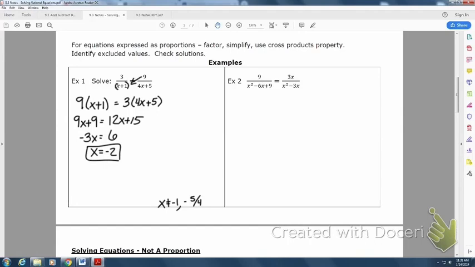Alright, look at number 2. So first thing again I want to do is to factor. So on the denominator of that first one, what factors of 9 add up to negative 6? Negative 3 and negative 3. The denominator of the second fraction, can I factor anything out of that? X.